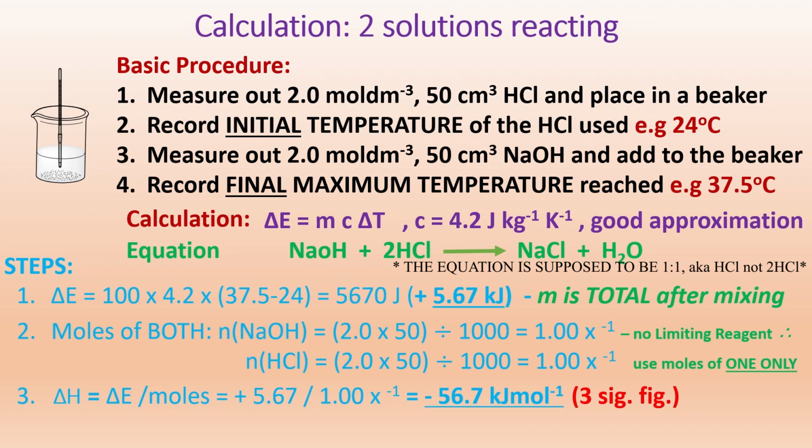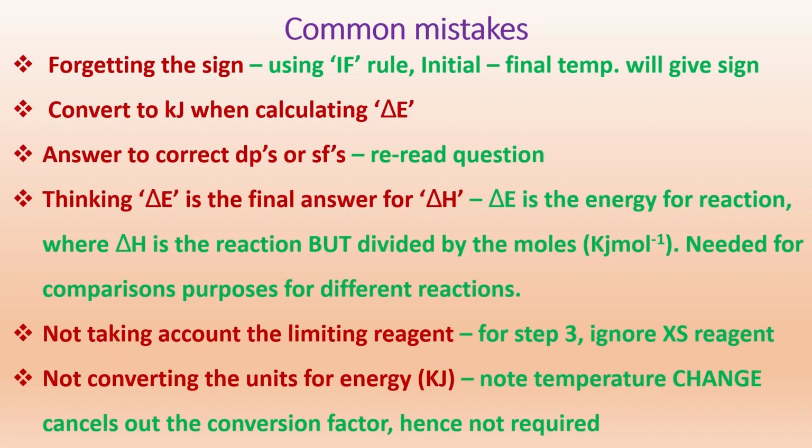Common mistakes, like I already told you, forgetting the sign. So if you use the if rule, that avoids that. Another common mistake is you forget to convert to kilojoules, so try to use that conversion or do the conversion in the first step always. Make sure you always reread the question to see how many decimal places or significant figures you want your final answer to be. All part answers should be to 3 sig fig and more.